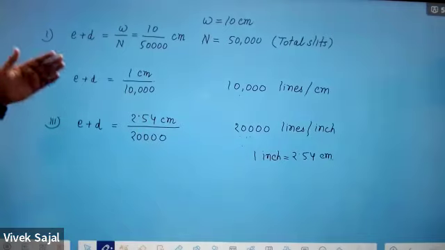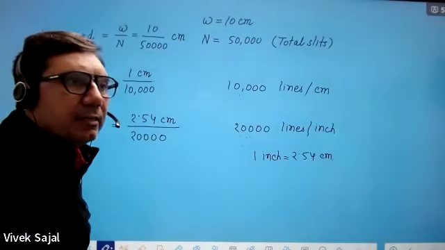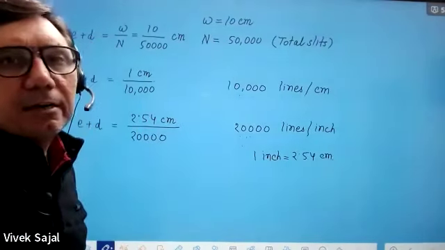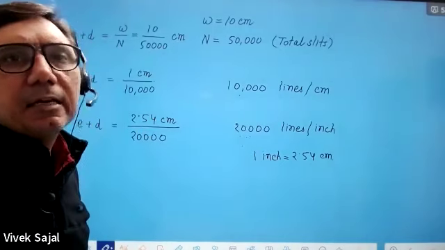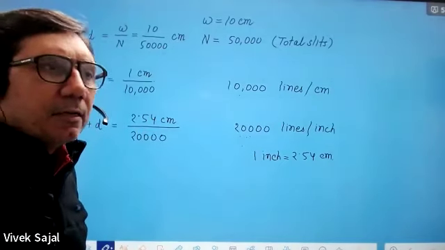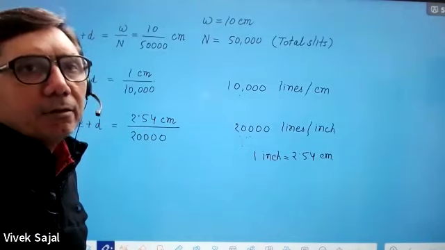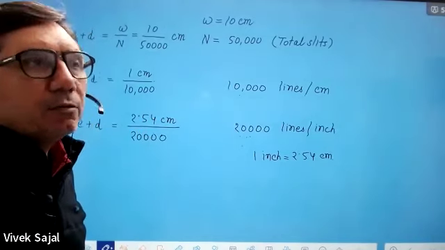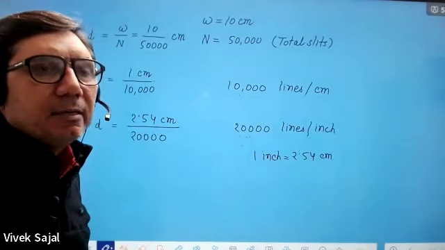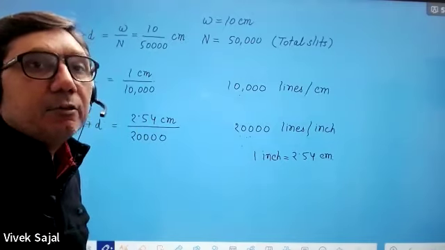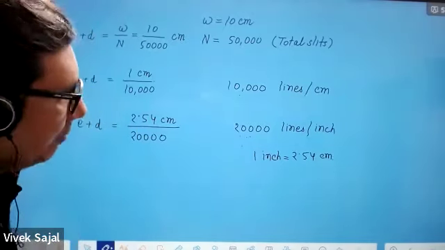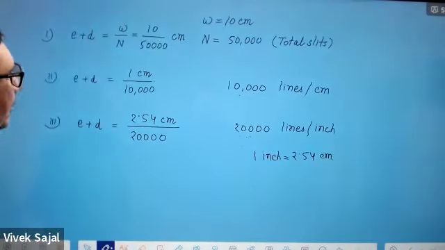So in these three ways, they are going to provide you the data, and you can easily find out the grating element. So the first objective in most of the questions is to find out the grating element. So what is grating element? Grating element is the separation between two successive slits. Between two successive slits. Is it clear? Please note it down.